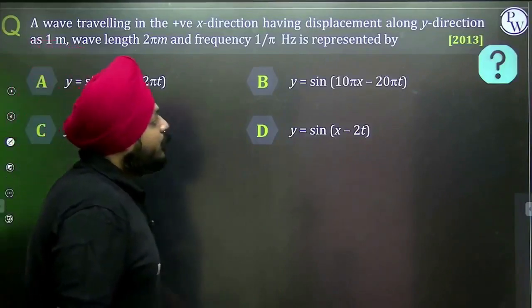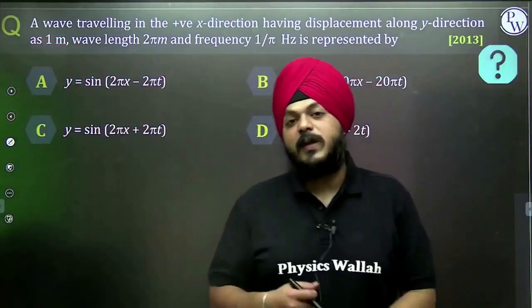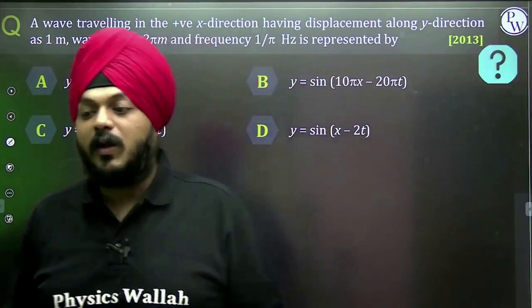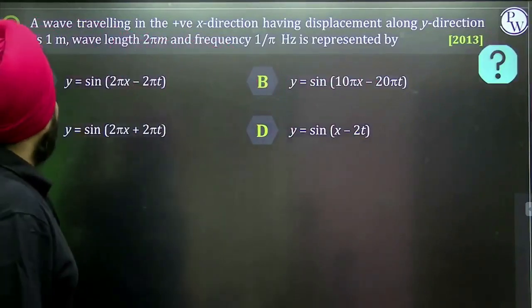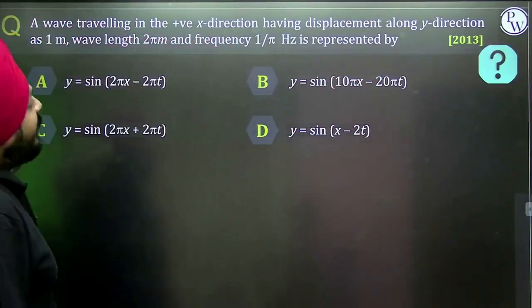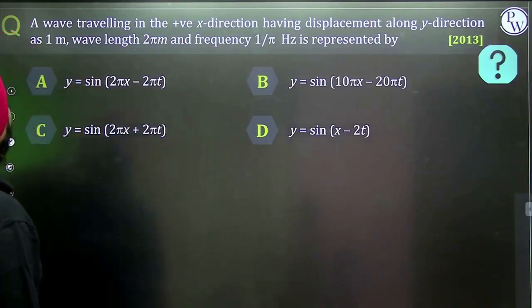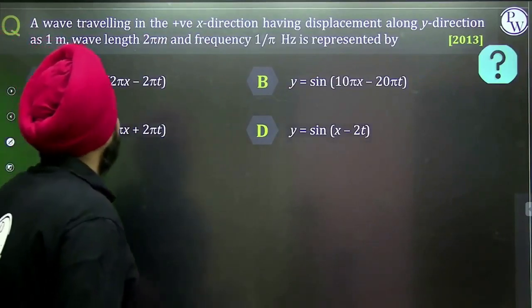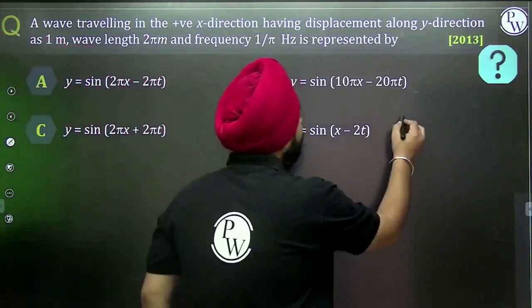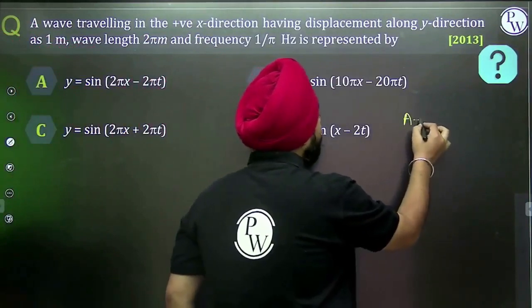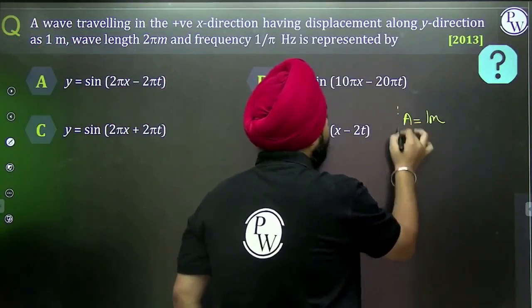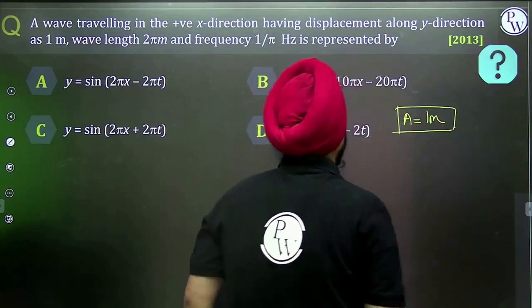Now these are the questions based on the fundamentals, some 2-3 questions we are going to see. A wave traveling in the positive x direction has a maximum displacement along y of 1 meter. Can I say it is the amplitude? Amplitude is given as 1 meter.